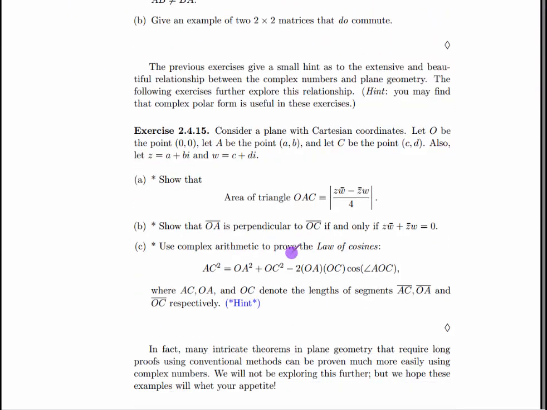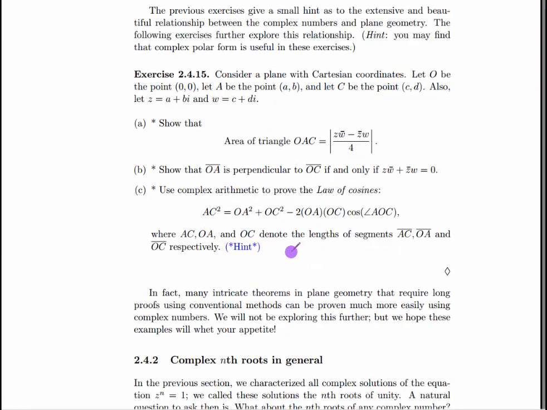We can also prove some theorems in plane geometry using complex numbers. For instance, you can prove the law of cosines, which is a common law in trigonometry, purely with complex numbers. It's a very nice and elegant proof. I invite you to look at that, and we'll close this section with that observation.